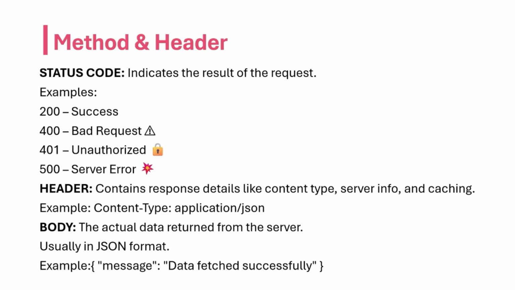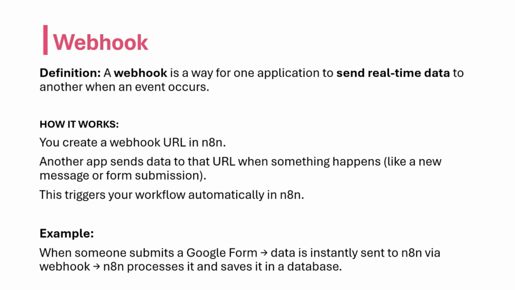Then we will see what is the webhook. Generally, it is the inverse of API, like vice versa. Let's see its definition. A webhook is a way for one application to send real-time data to another when an event occurs. Basically, a webhook is an event-based function, which means that you don't have to request data, it is pushed to you instantly.